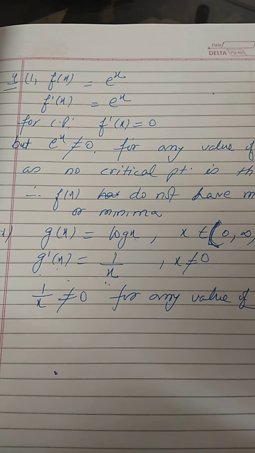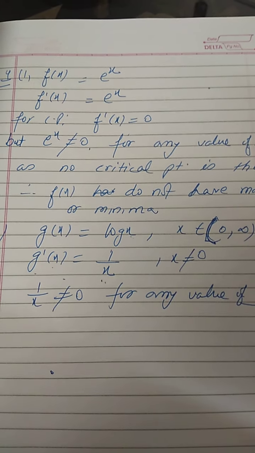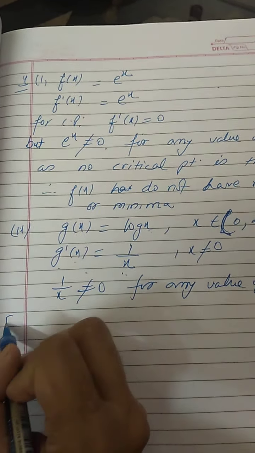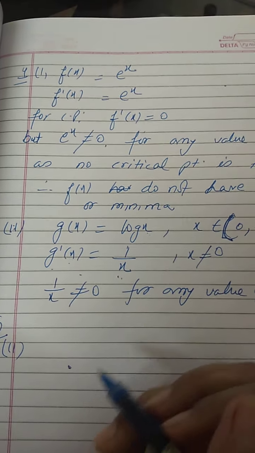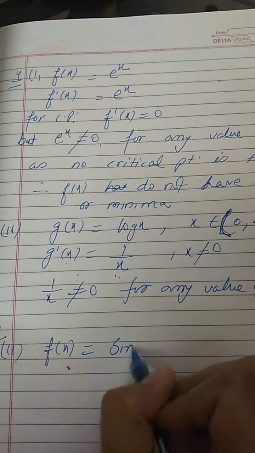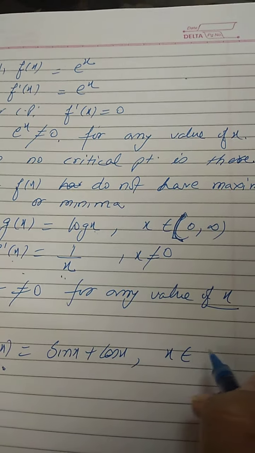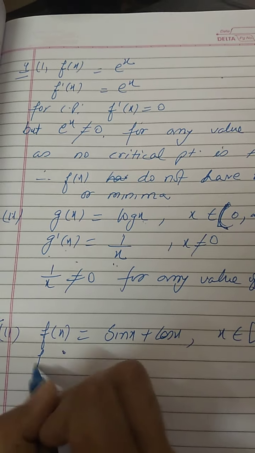In sum number 5, absolute maxima, absolute minima, the small difference is there. You will find the critical points, and including the critical points and the end points of the interval, we will get that. What does it mean? For example, let us do sum number 5 second part. Sum number 5 second part is sin x plus cos x, and x is belonging to the closed interval 0 to pi, right? Let us find the derivative.